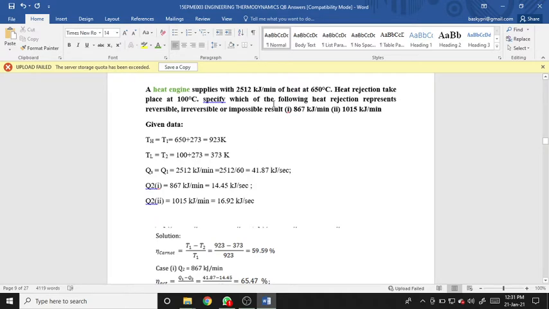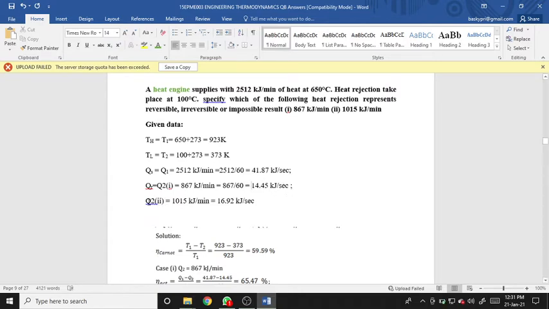Next, the heat rejection. The heat rejection is given for two cases. In the first case, they gave 867 kilojoule per minute. It is nothing but the heat rejection Q suffix R, or you can write it as Q2. For the first case, the heat rejection value given is 867 kilojoule per minute. The minute we need to convert into second, so the conversion is dividing by 60. So 867 divided by 60 gives the value of 14.45 kilojoule per second.